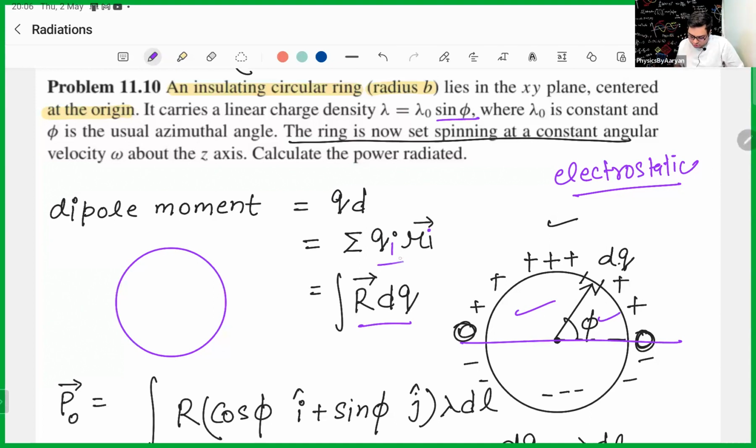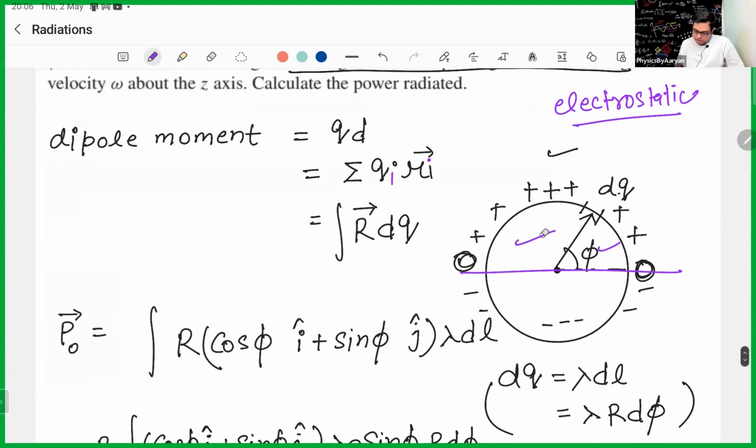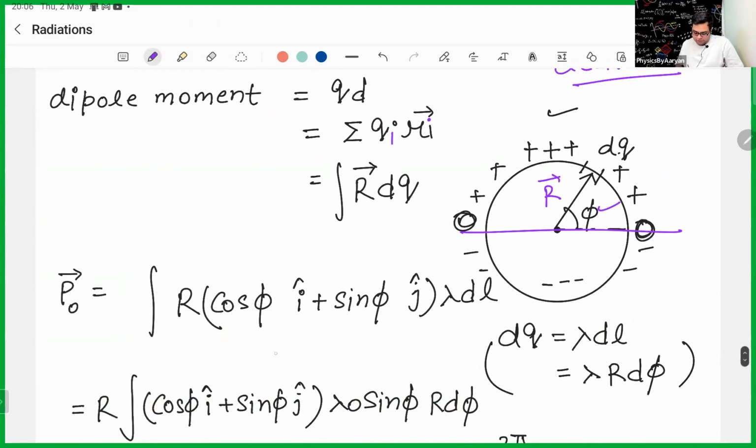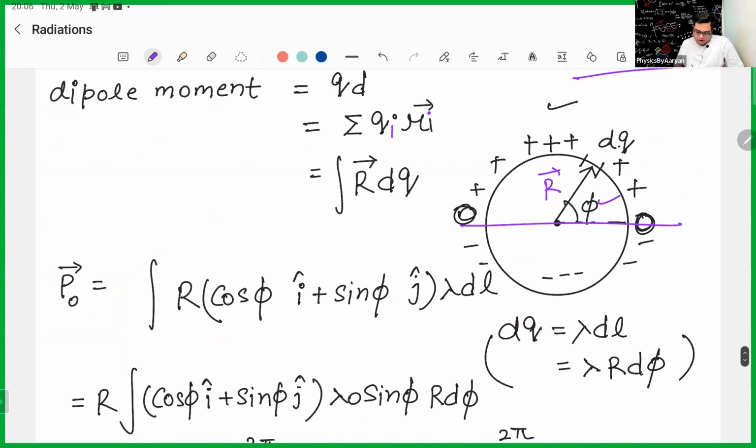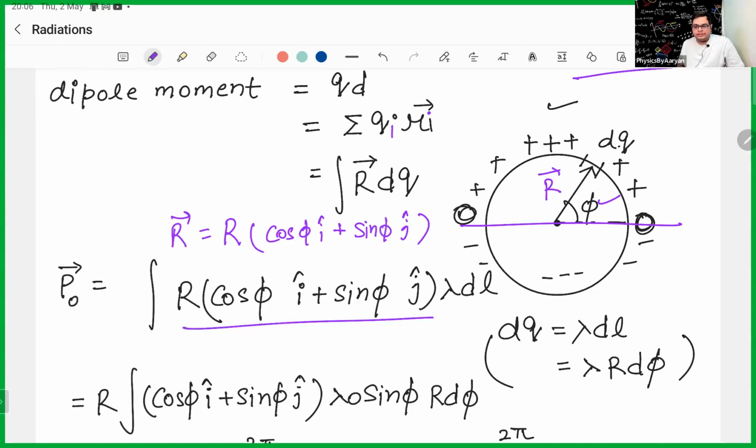So I replace this q with small dq, and r vector remains r vector, and then I do the integration. So this dq is here, and let's find this r vector. How will you write the r vector? The magnitude of the r vector is r, and the direction will be cos phi i cap plus sin phi j cap.